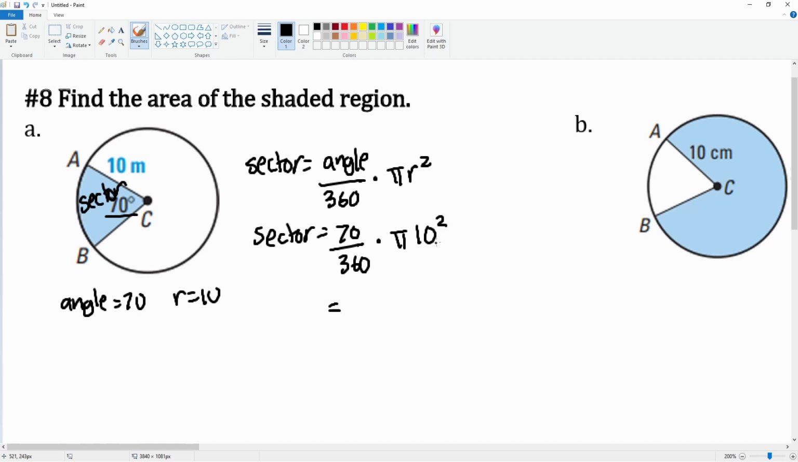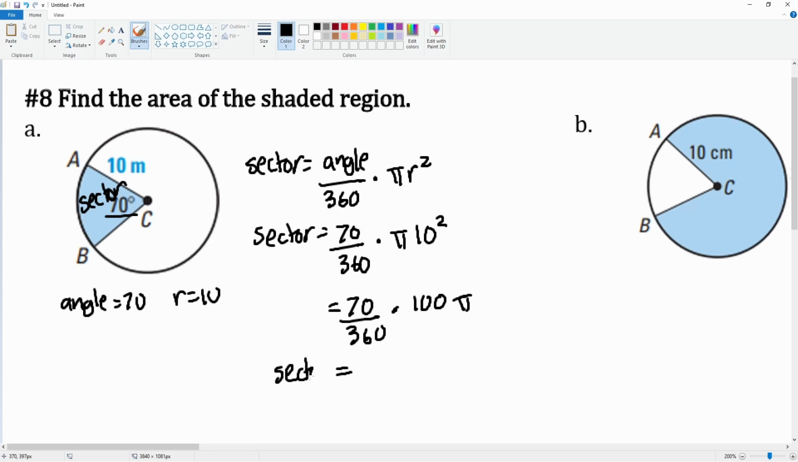So you can just plug this into the calculator. 70 divided by 360 times 100 pi. Leave it in terms of pi. Okay, 10 squared is 100. That's how I got that. Right? So plug this into the calculator. 70 divided by 360 times 100. Oh, that's an ugly number.